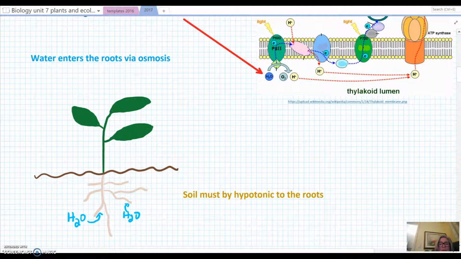So in order for osmosis to occur, the driving force for osmosis is a concentration gradient. So there must be a higher concentration of water in the soil than there is in the root in order for water to enter the root by osmosis. In other words, the soil must be hypotonic to the roots in order for water to get into the plant.